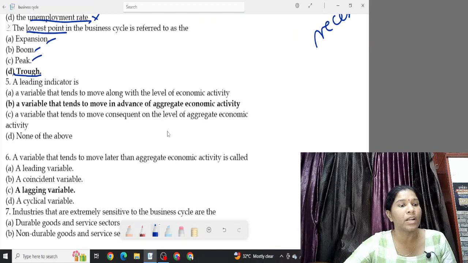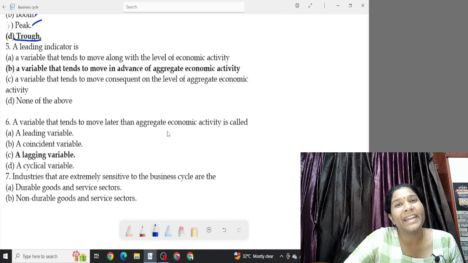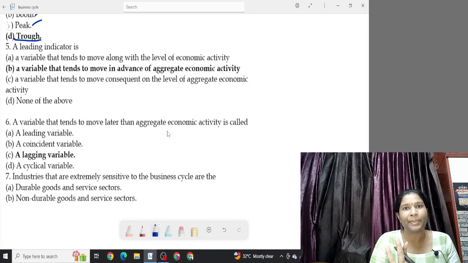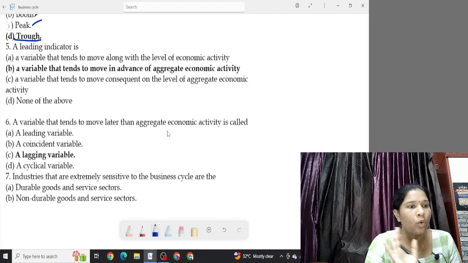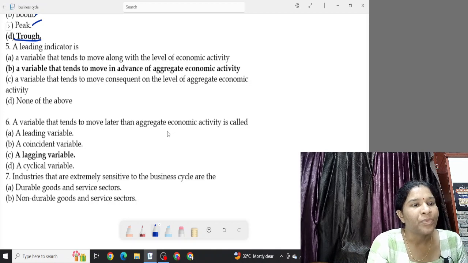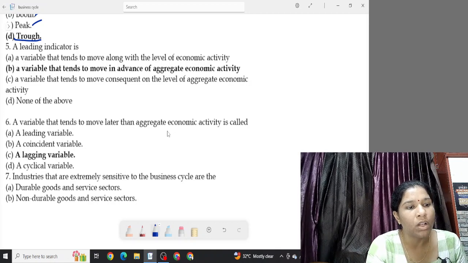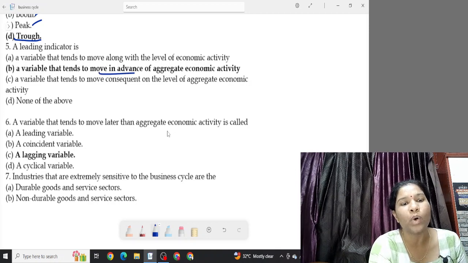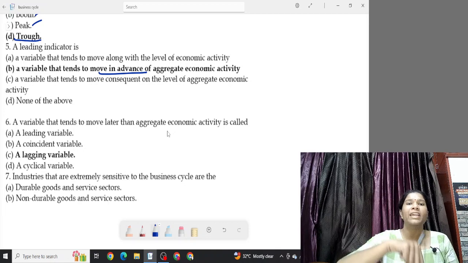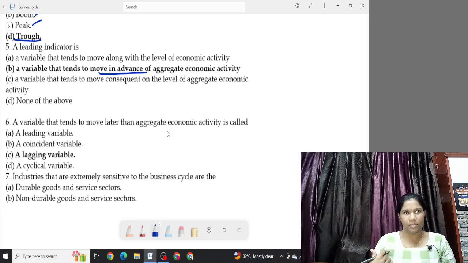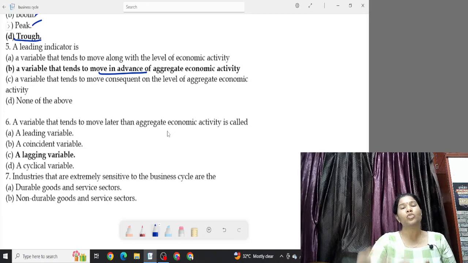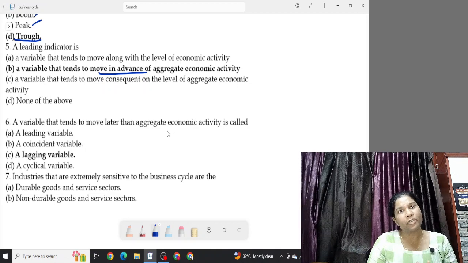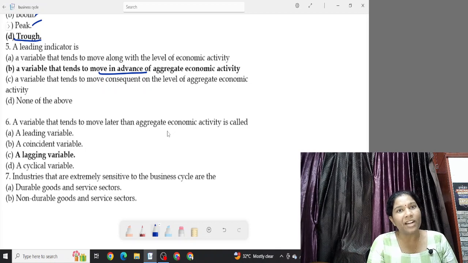Okay. Next one. It is not peak, it is not boom, it is not expansion, because they are saying the lowest point. Next one. What do you mean by leading indicator? I have told you a leading indicator always changes before the event happens. This is what we understand, right? Now we'll look at the options. A leading indicator is a variable that tends to move in advance of. In advance of means what? Before the event happens. Before you go to a rental place, you give an advance, which means before you go and stay, you pay it. That is what advance means, right?